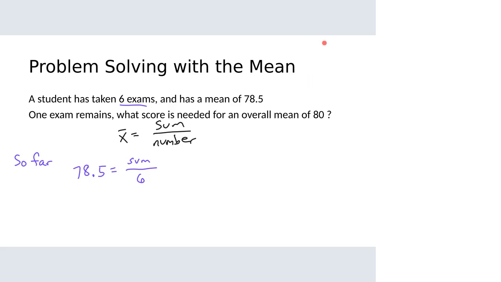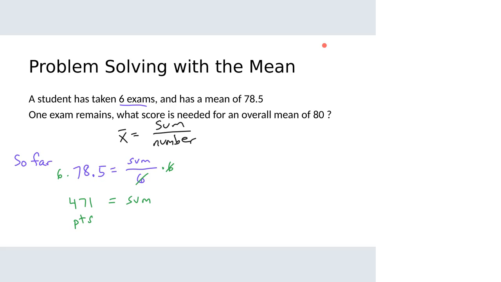What that allows us to do then is if I multiply by 6 on the right and multiply by 6 on the left, these cancel. And so the sum of their exam scores so far must be 6 times 78.5, which is 471. So what this tells me is so far this student has earned 471 points.